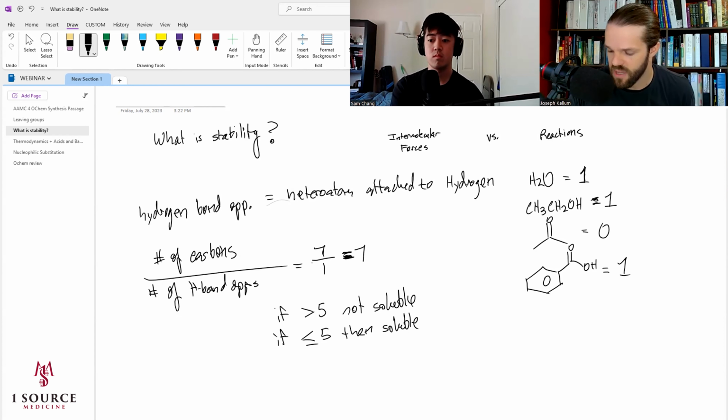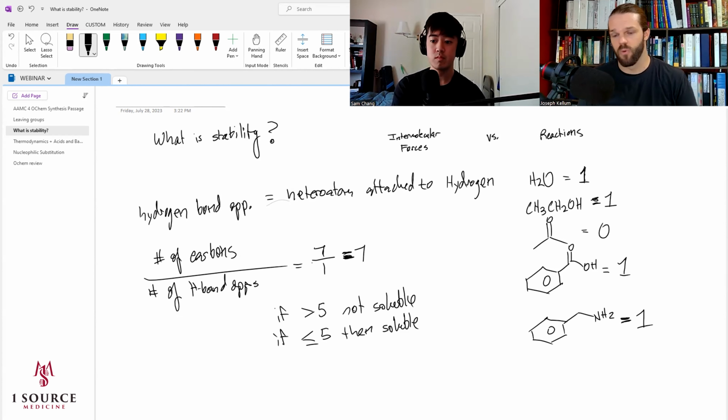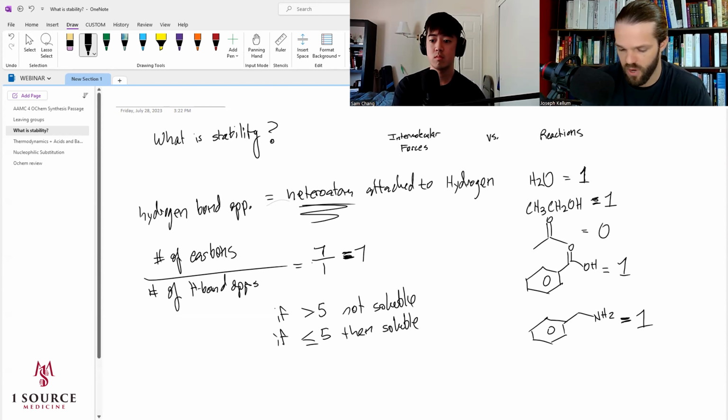If we had something like this molecule, for instance, the number of hydrogen bond capacity on this is again just one, even though there's two hydrogens attached to that nitrogen. Keep in mind we're tracking heteroatoms attached to hydrogen, not hydrogens attached to heteroatoms. So the number here is just one again. And so if we look at the ratio from our equation that we made over here, then it becomes 7, so that means that it's not soluble again.